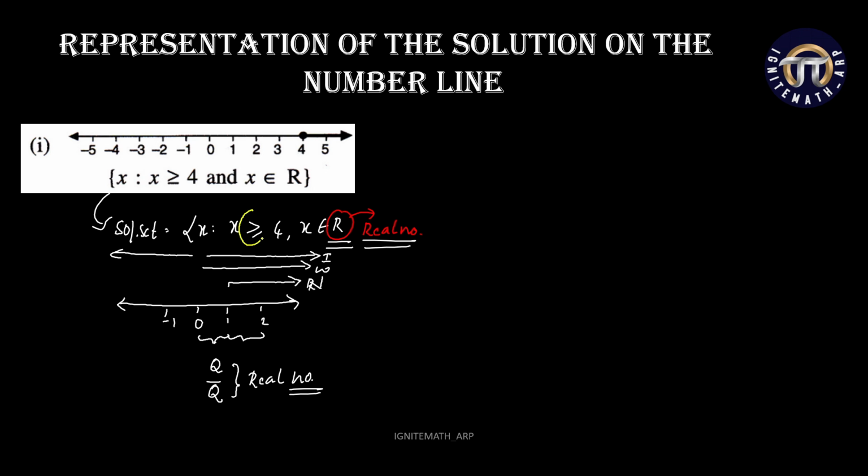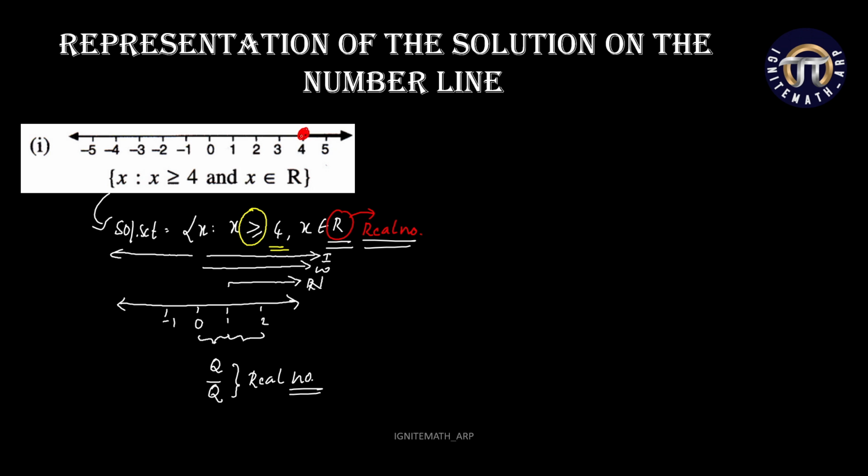x is greater than or equal to 4. So 4 is the lower limit over here. I will go to 4 and darken 4. I'll draw a circle on 4 and darken that 4 because it is greater than or equal to. It can be 4 also or greater than 4 also. The very next step after 4 is towards the bigger numbers.